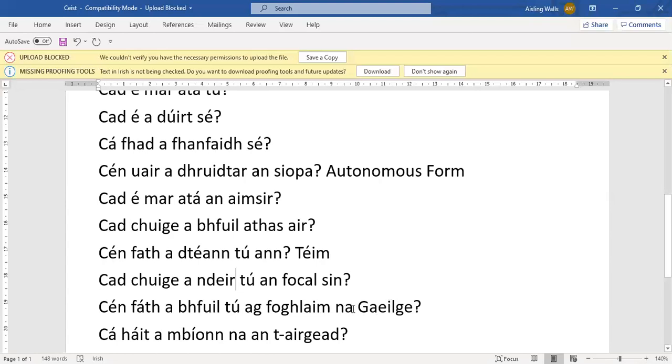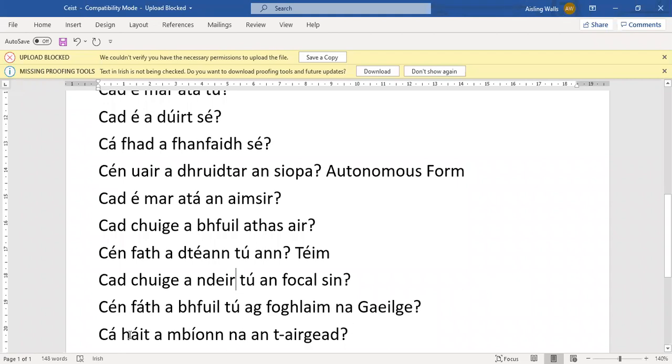Anybody know why we have 'na' here? Is it the genitive? Yes, it's the genitive form of 'an' before a feminine noun, which Irish is. So anybody that doesn't know that, don't be worrying about it. It's something you'll learn eventually. But get used to that. 'Ag foghlaim na Gaeilge.' If you get used to saying that, it's a good phrase to know. 'Ag foghlaim na Gaeilge le cúpla bliain.' I'm learning Irish for a couple of years. Cén fáth, why, and then whatever.